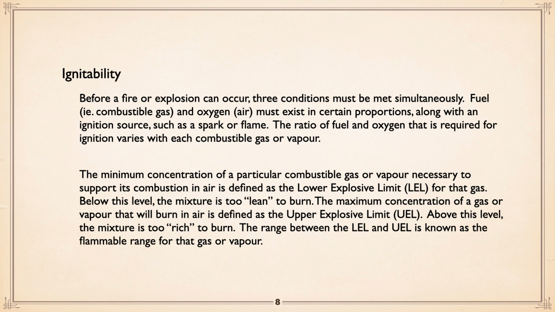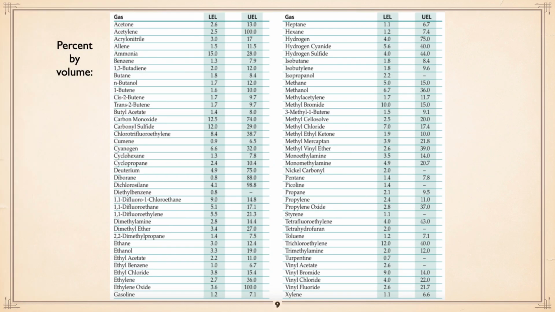If the concentration of that gas mixed with air is below that limit, it will not ignite. It's too lean. If you get above the upper explosive limit, it's too rich. So there's that band between the two where the flammable range for that gas or vapor exists. And here is an interesting little chart to take a look at.